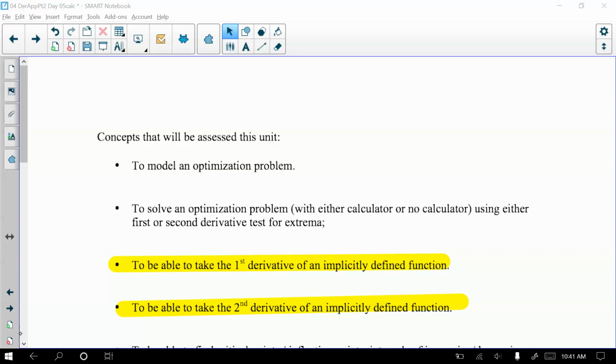On Friday, when we meet again, the expectation is that you know how to do implicit differentiation. How you got there, it's up to you. Just make sure that you're not making excuses for yourself.